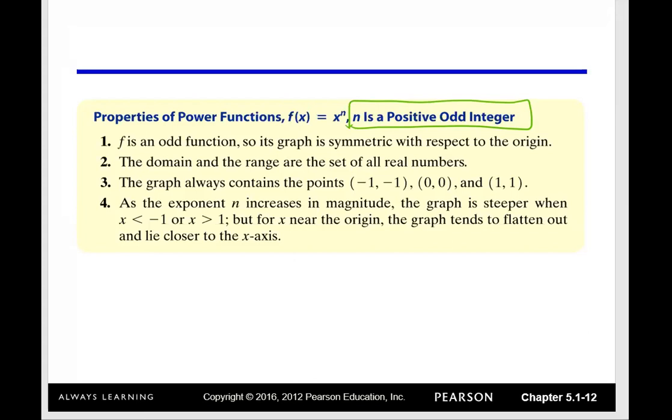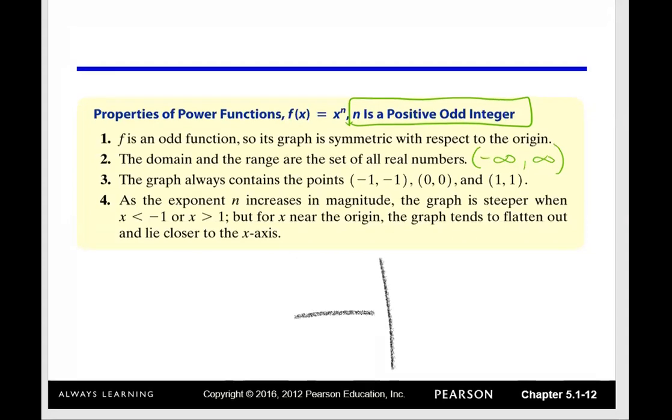Both the domain and the range are all real numbers, which is the same thing as saying negative infinity to positive infinity, because this graph is going to spread across the x-axis and the y-axis. Now in this one, the graph will always contain the points (-1, -1), (0, 0), and (1, 1). It'll be this point here, that point there, and this point here. And if it's like an x cubed, it has this kind of S shape.